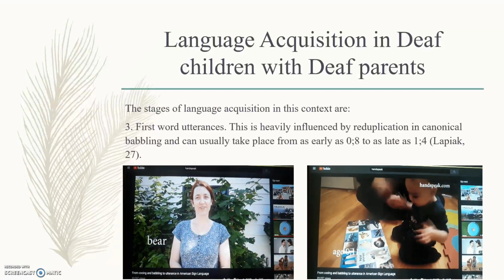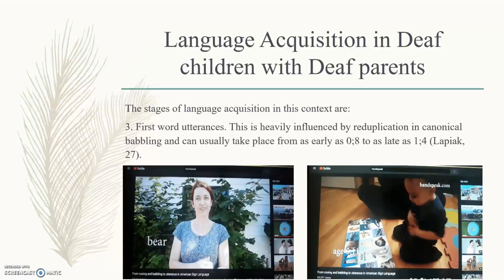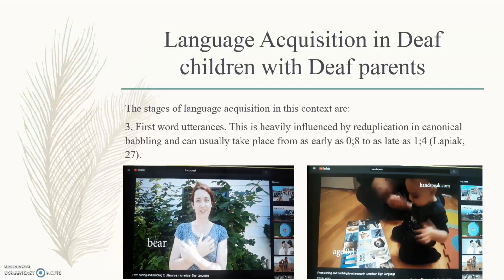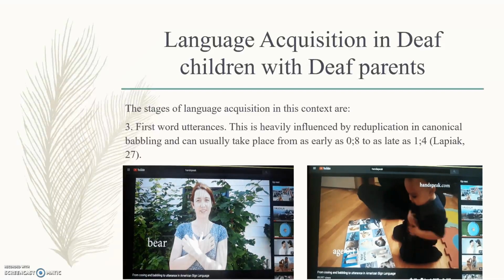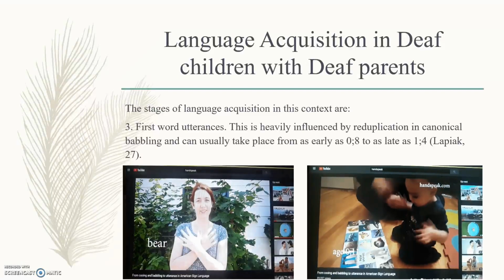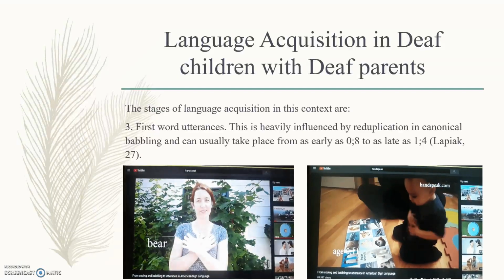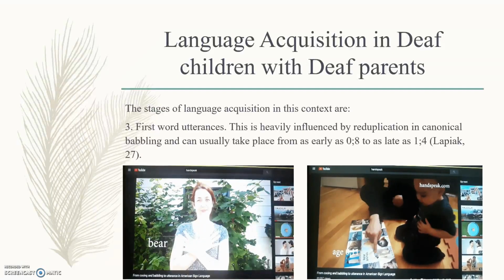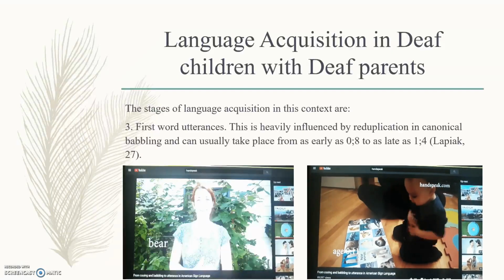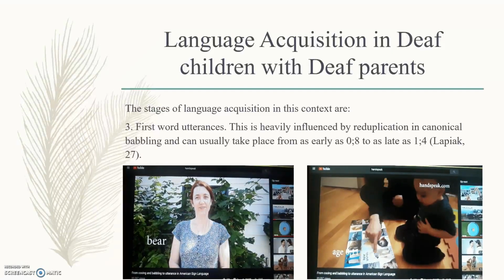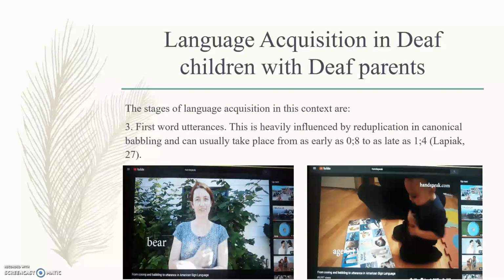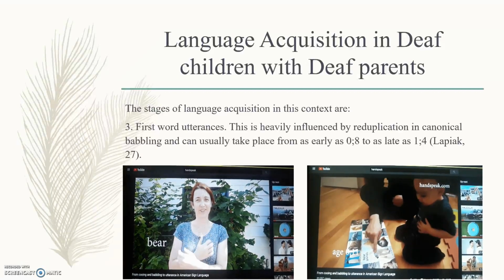So to the left, it actually shows a woman signing the sign for bear, and to the right, it shows a child aged 11 months becoming almost fluent in the sign for bear. But it is basically understood that he is trying to sign bear. So it says something about the fluency of the child, that it is almost in a nearly developed stage.